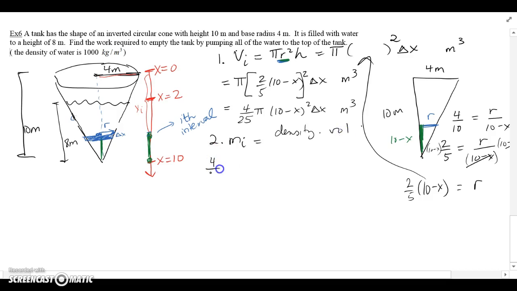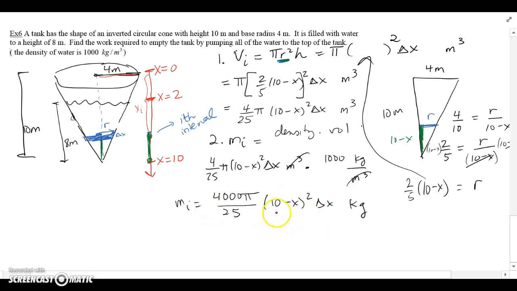We have the volume to be 4/25 pi (10 minus x) squared delta x cubic meters, times the density of water that they gave us, which is 1,000 kilograms per cubic meter. And notice what happens: our cubic meters are gone and we get our mass for that one piece. So now we have our mass in kilograms. We need to get the force, step 3, acting on that one piece, one representation in the ith interval.